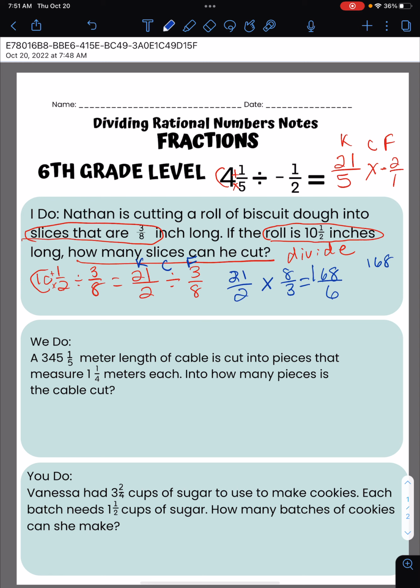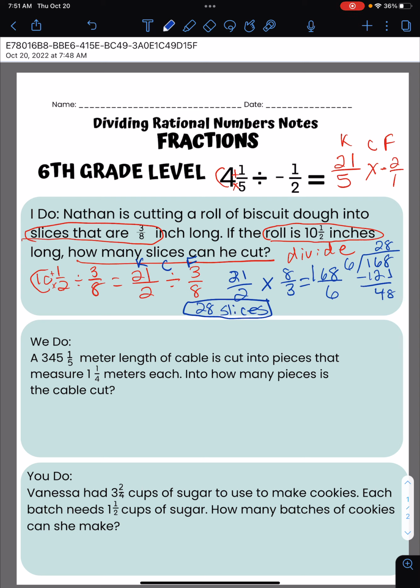And to simplify that, you have to do NIDO. Okay, numerator in, denominator out. So 168 divided by 6. And 6 goes into 48 8 times. So he can cut 28 slices. Okay. All right, so this is our we do.